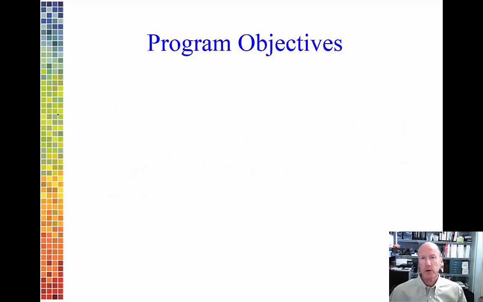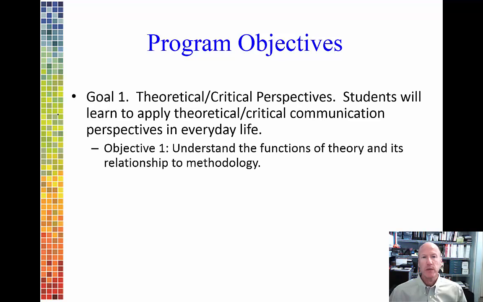You've maybe heard this in some of your other courses, we have program objectives, and that's for all of the courses in the department. This class really is designed to help you meet some of those objectives that you'll talk about more in COMM 499, the senior project course. So this class in particular is going to help you meet goal 1, which is focused on theoretical and critical perspectives. So you'll learn to apply theoretical, critical communication perspectives in everyday life. Most specifically in this class we'll be focused on objective 1, which is to understand the functions of theories and its relationship to methodology.